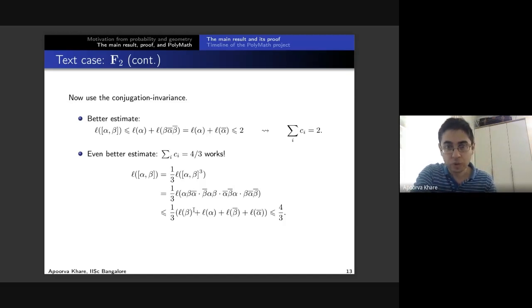Therefore, you can use the conjugation invariance. So this is less than the length of alpha, beta, alpha bar, which is the length of beta, plus the length of the second term, which is the length of alpha, plus the third term, plus the fourth term. And again, each of these is less than 1. Therefore, the total is less than 4/3.